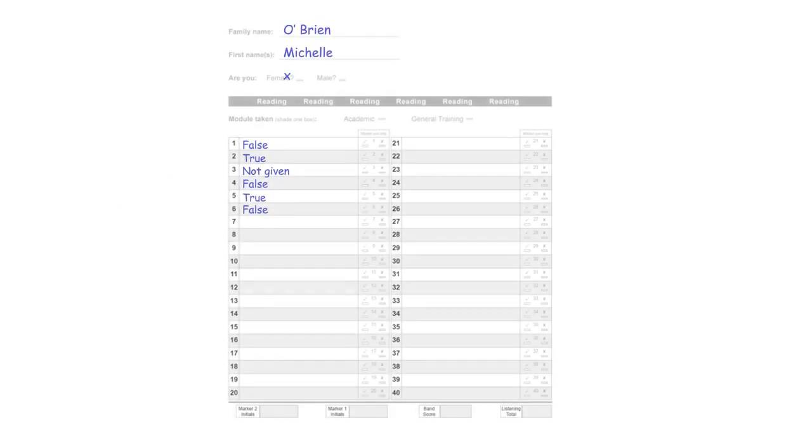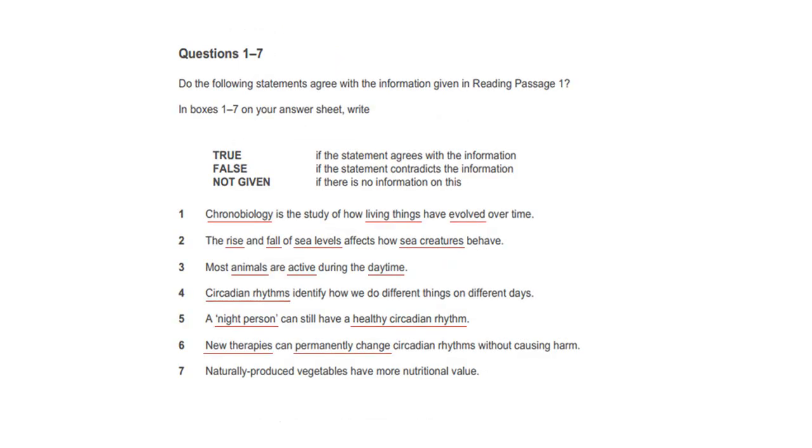So quickly go to your answer sheet and write false for the 6th answer. Then go back to the question paper and read statement 7. Now let's look at statement 7. Statement 7 says, naturally produced vegetables have more nutritional value. Again, underline any keywords in the statement. I would underline naturally produced vegetables and more nutritional value. Now return to the passage and scan the text for these keywords.